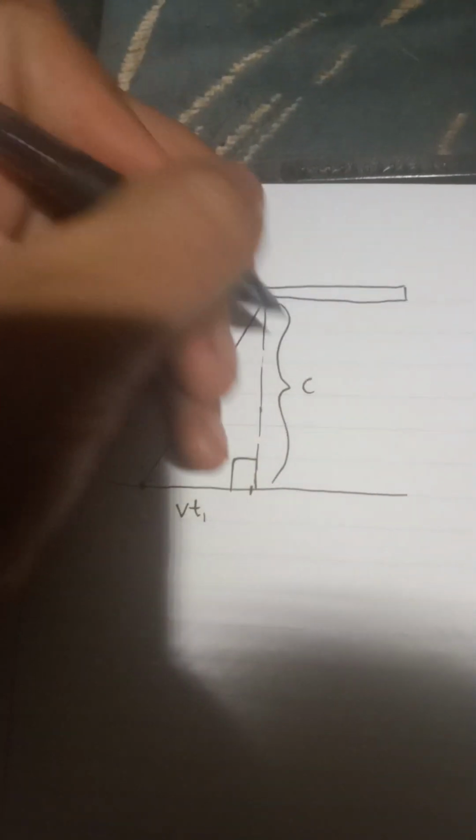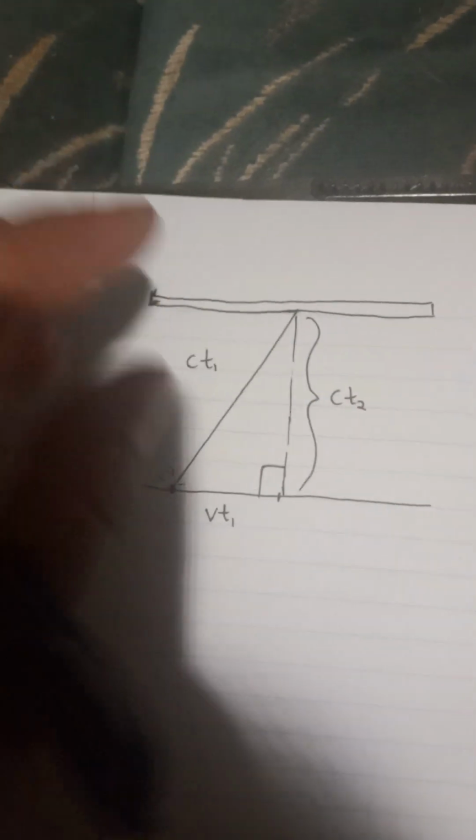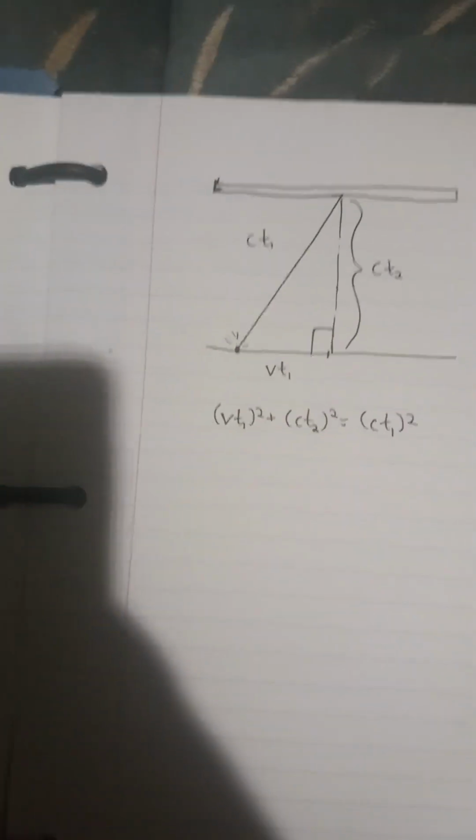Well, knowing the speed of sound, we would know that it would take some certain amount of time, we don't know exactly what time, t sub 2, to travel this distance. So obviously the length of this line would be c times this t sub 2, which we don't really know. So how do we solve this particular problem? Well, we can start by using the Pythagorean theorem. So we know that (v t1) squared plus (c t2) squared is equal to (c t1) squared.